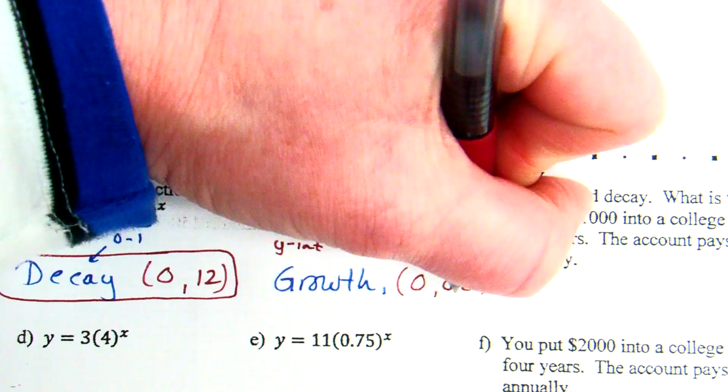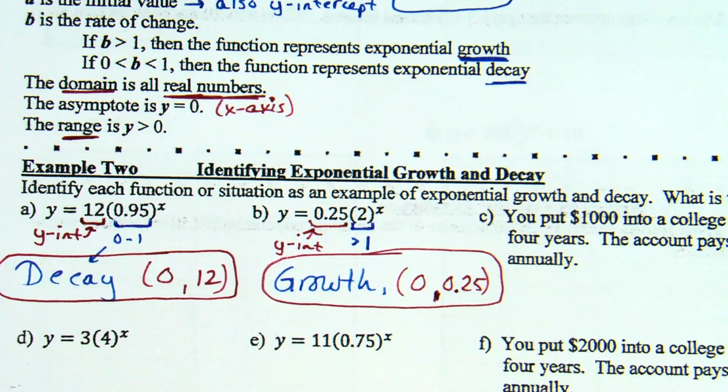Okay, questions on those two? Notice on those two, you're given a function, right? You're given an equation. You're looking at that. Look at C now. C is more words, so it's more thinking about it.